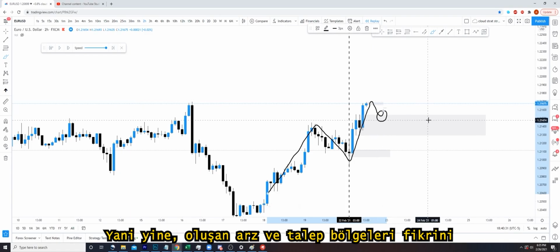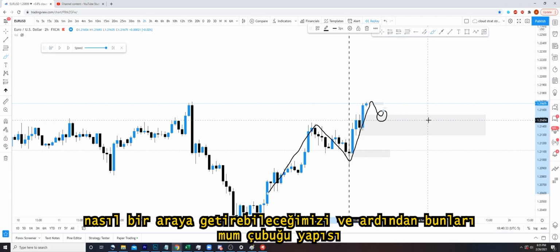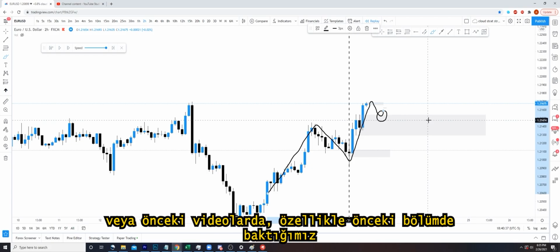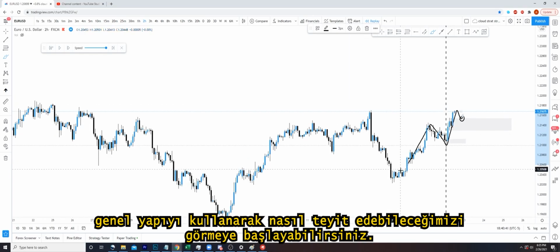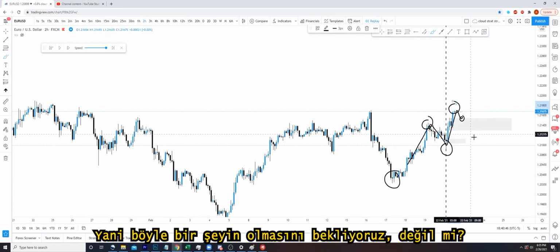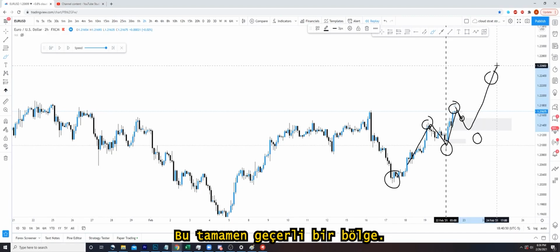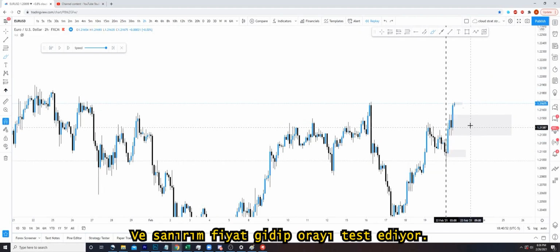So again, you can now start to see how we can put together the idea of supply and demand zones being formed, and then relaying them and confirming them using candlestick structure or even overall structure like we looked at in the prior videos, especially in the prior section. So we're expecting something like this to occur, right? So that's a perfectly valid one.